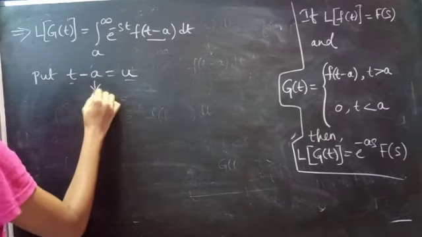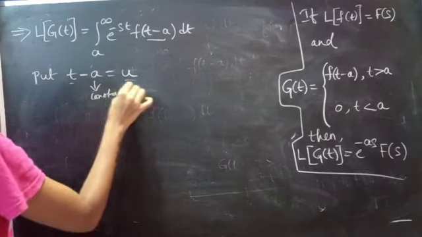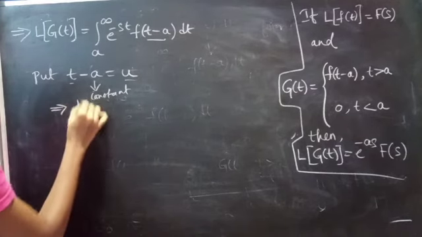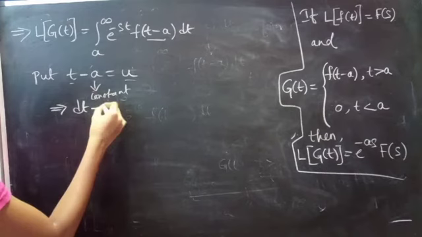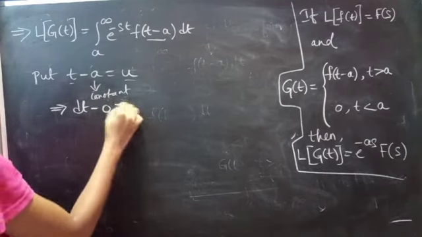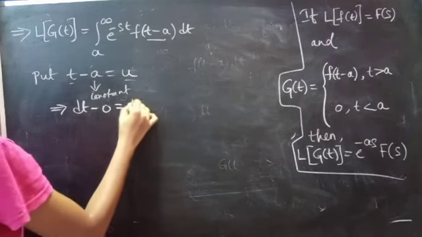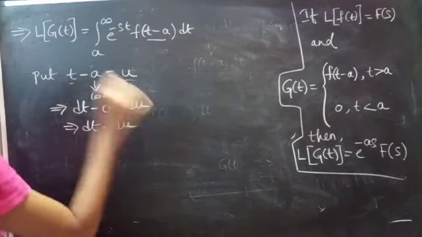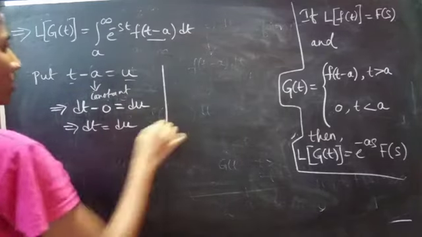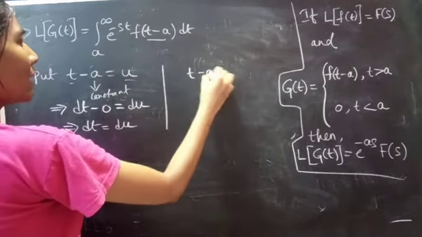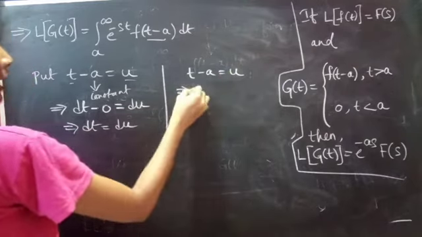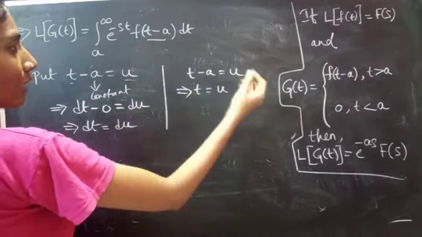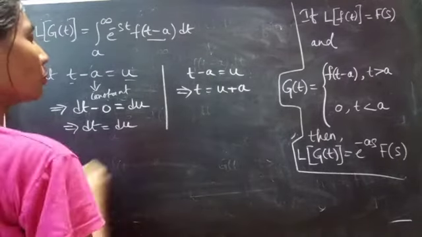Since a is constant, if you differentiate on both sides, what you'll get? dt minus the differentiation of a, which is 0, equals du. So you'll get dt equals du. Okay, so let it be. Now, since you have t minus a equals u, taking minus a to the right hand side, you'll get t equals u plus a.